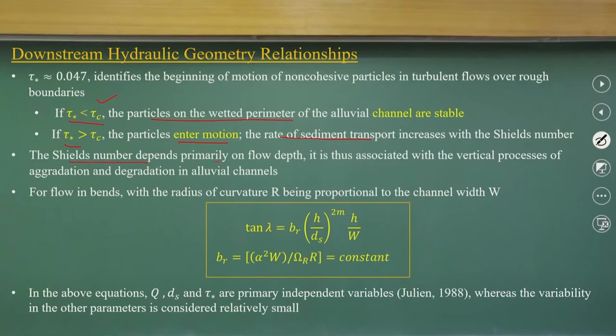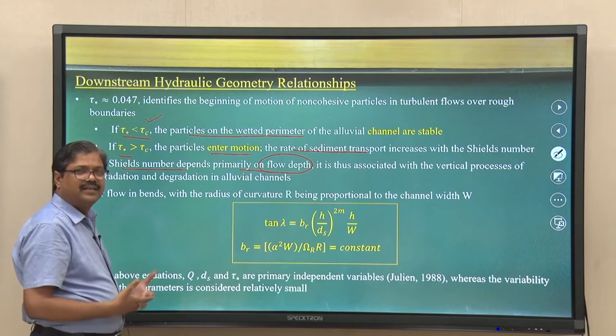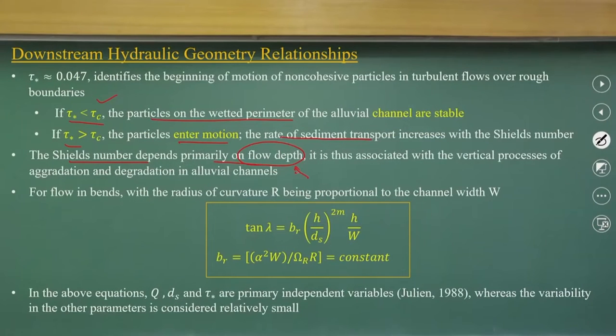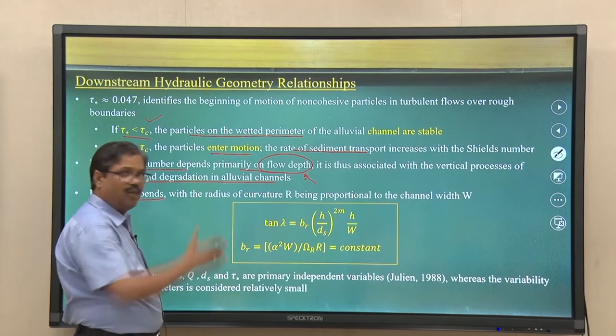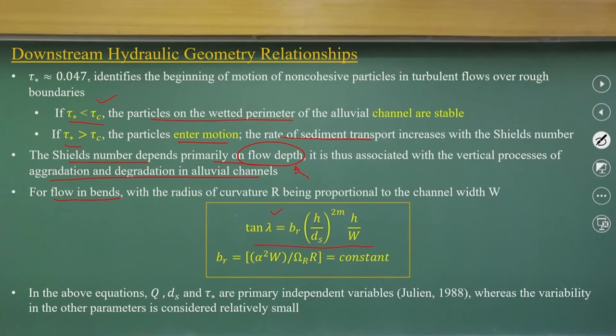The Shields number primarily depends upon the flow depth, because d s does not change, and g does not change, so specific gravity does not change; only h and the slope S. That is the reason it primarily depends upon the flow depth and the vertical processes of aggradation and degradation in alluvial channels. But if you have flow in bends, as we discussed earlier, there will be centrifugal forces and streamline deviations, and if you relate those, you will get it again.